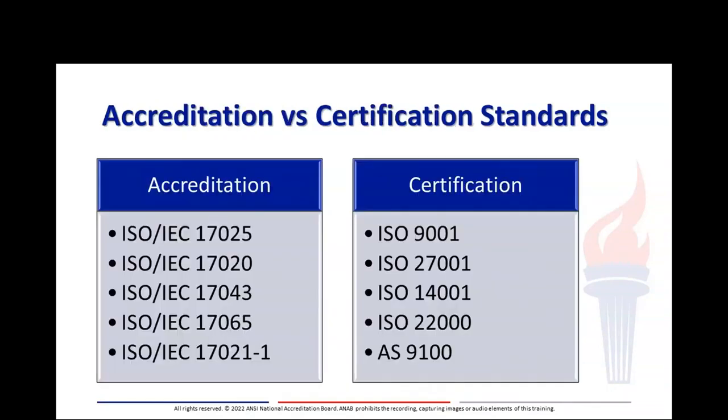A few slides back, I mentioned different types of standards. Now we see some of those standards assigned, so to speak, to accreditation or certification. Remember, certification is to management system standards. Accreditation is to conformity assessment standards. A standard is either an accreditation standard or conformity assessment standard, or it is a certification standard or management system standard. So certification goes with management system and accreditation goes with conformity assessment.